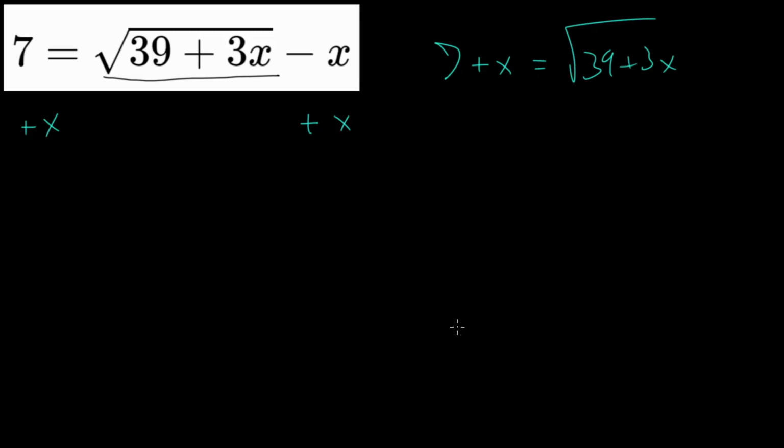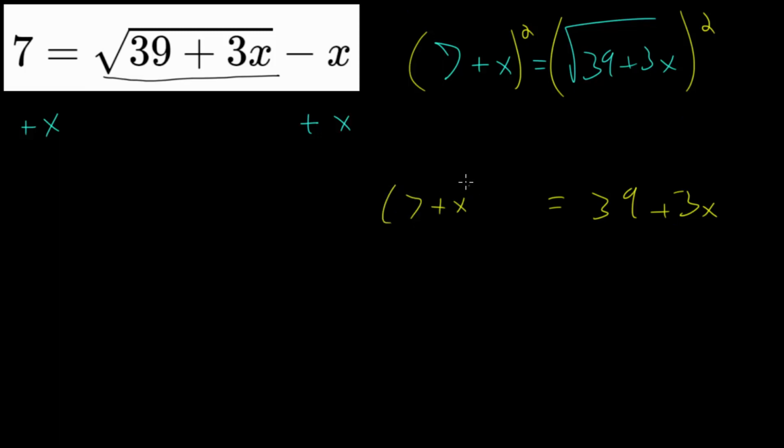Now at this point, to cancel out this square root, we need to do the inverse operation to that. We need to square each side of the equation, since square roots and squares typically cancel each other out. So let's square both sides of the equation, and the square root squared, those will cancel, and we will just get back 39 plus 3x. And on the left-hand side, we'll have to multiply this out. We get 7 plus x multiplied by 7 plus x.